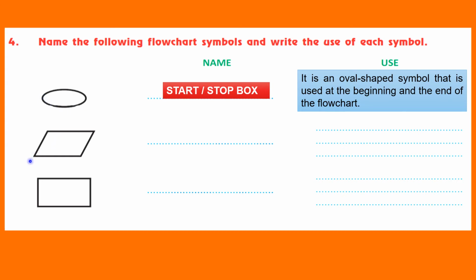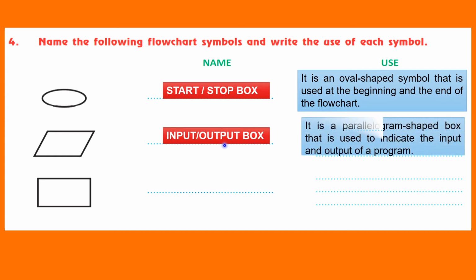Now, second, this is a parallelogram. Now, what is the name of this box? It is input-output box. And let's see what is its function. It is a parallelogram shaped box that is used to indicate the input and output of a program. In a computer program, whenever we need to give some input to the computer, and we need to get an output, we always use this parallelogram shaped box.